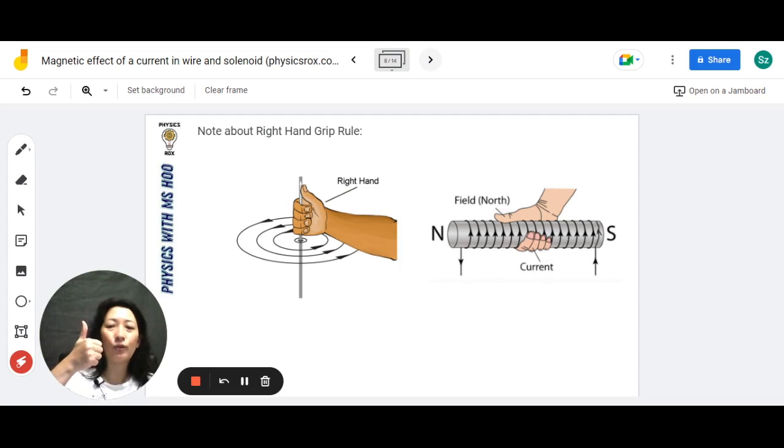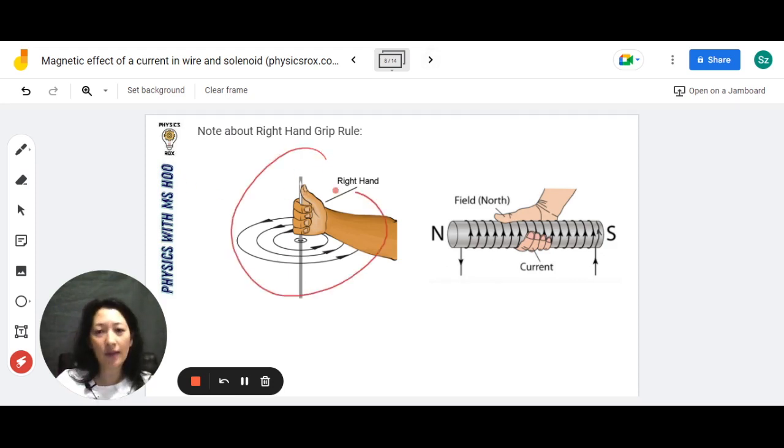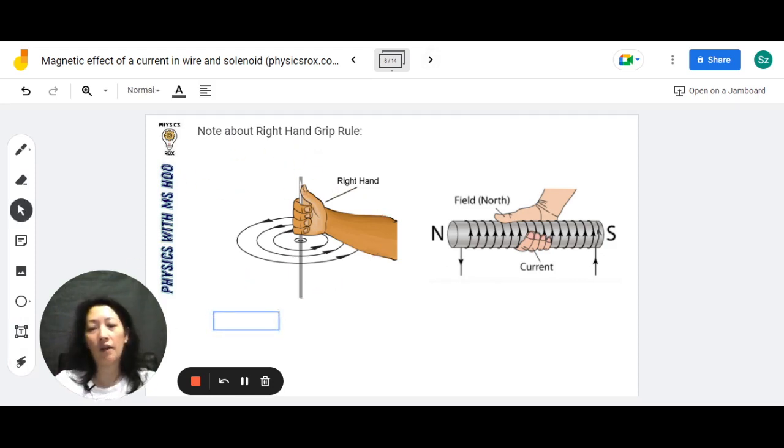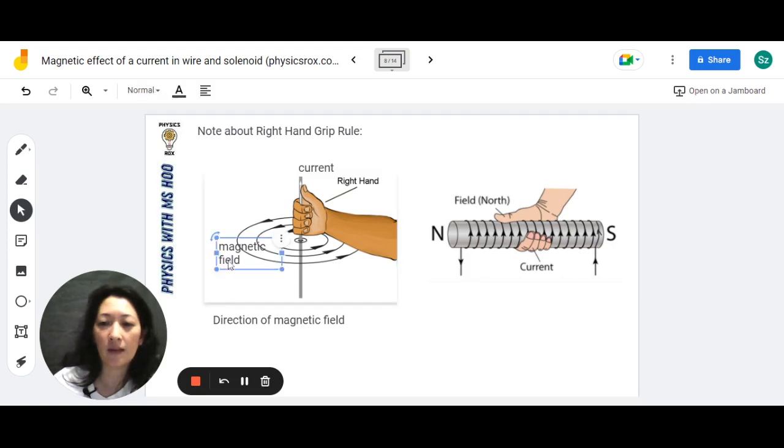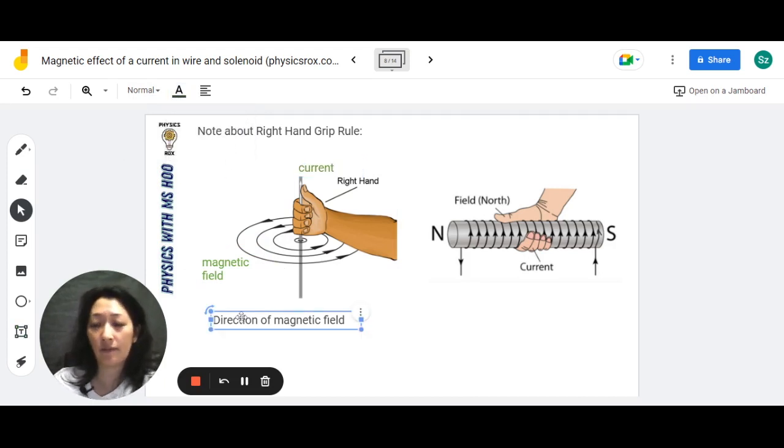But they're used in two different situations. Well, used in two different manners. The first one is used to determine the direction of the magnetic field. How we use this is your thumb represents the current direction, while your fingers represent the direction of the magnetic field. I'm just going to put them as a different color just because. So that's one, to determine the direction of the magnetic field.